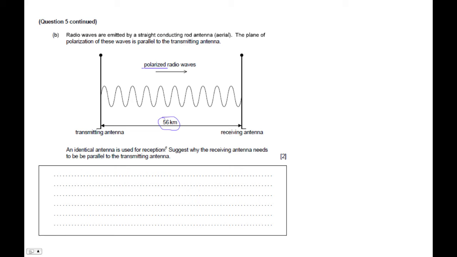An identical antenna is used for reception, right? Suggest why the receiving antenna needs to be parallel to the transmitting antenna. Okay, well, the same way that antennas transmit, they also receive energy, right? So on this transmitting antenna, we're pumping electrons up and down, up and down, up and down, and creating this changing electric field, which is, by the way, the direction of the polarization. And it's going up and down. It's not going side to side. It's not going in and out of the page here. It's going straight up and down.